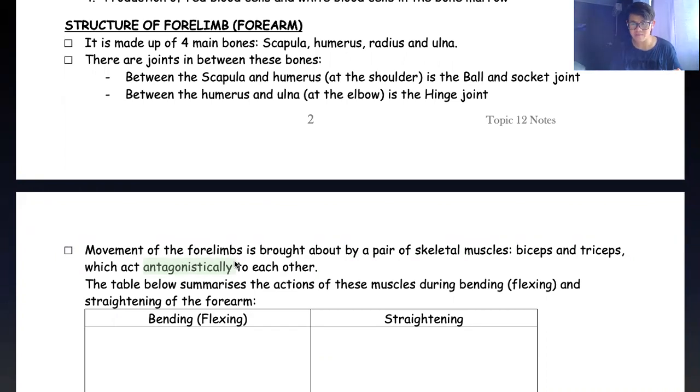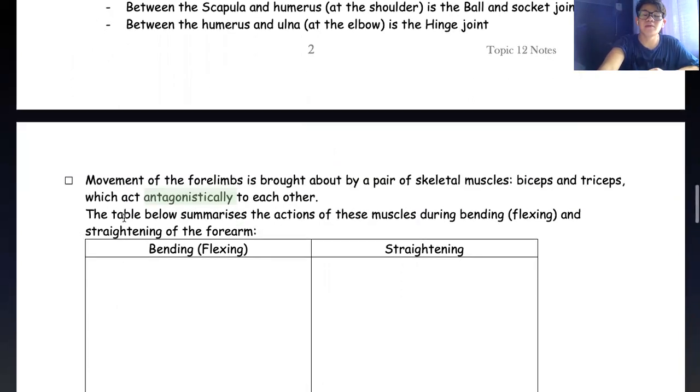Okay, so where have we heard of the example before? It was out of the iris of your eyes. And now we've also looked at your bicep and your tricep. Muscle sini atas sama muscle bawah, bicep, tricep. And they work antagonistically. Maksudnya kalau bicep contract, yang bawah sini relax. Kalau di atas relax, yang di bawah contract. So that's what it means, right? And here, the table below summarizes the action of these muscles during bending or flexing and straightening of the forearm.